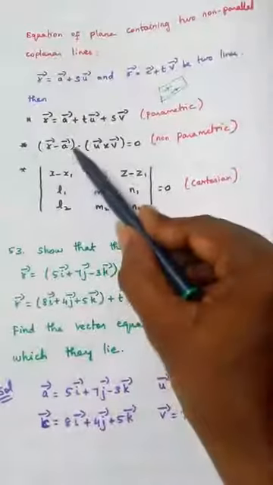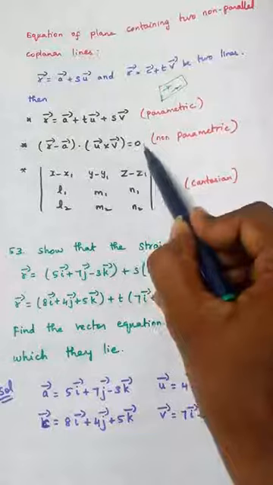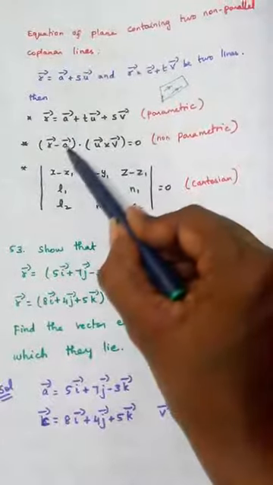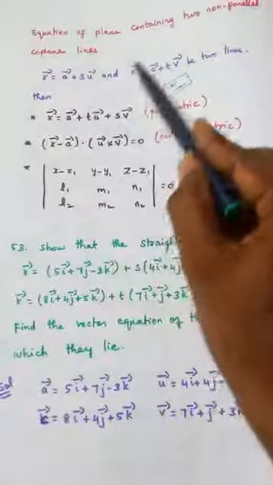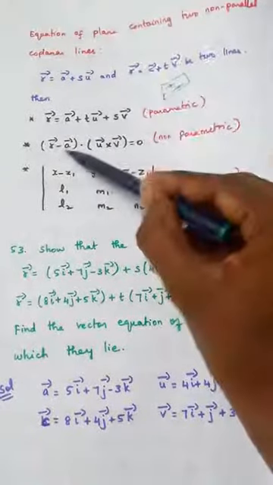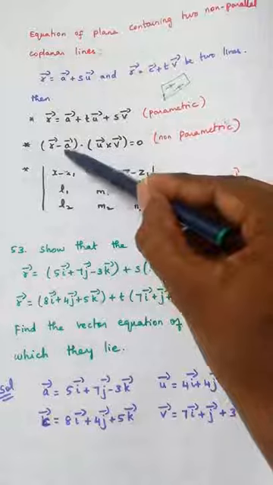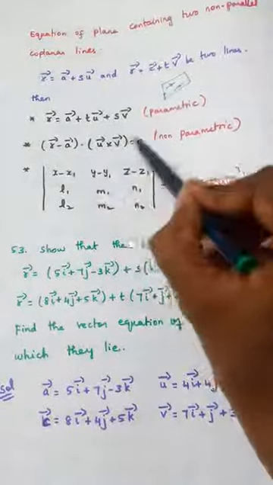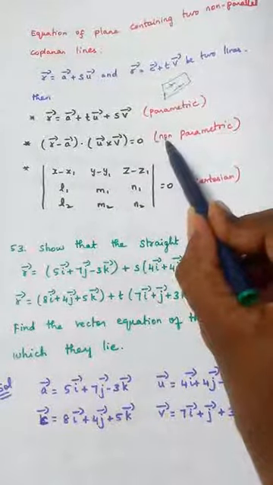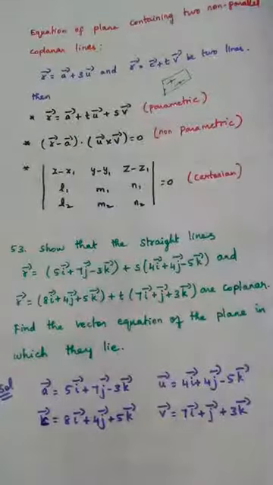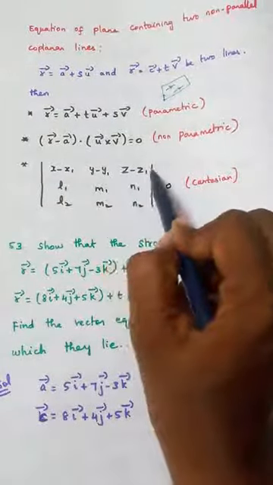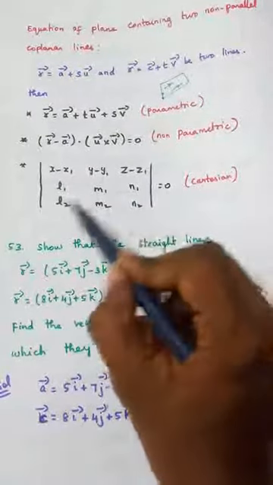R minus A dot U cross V equal to 0 is called non-parametric. From here also, this A vector can be replaced by C vector. R minus A, or even I can write R minus C dot U cross V equal to 0. Both are correct. Both will come under non-parametric form. Cartesian form is the determinant with rows x minus x1, y minus y1, z minus z1; L1, m1, n1; L2, m2, n2.